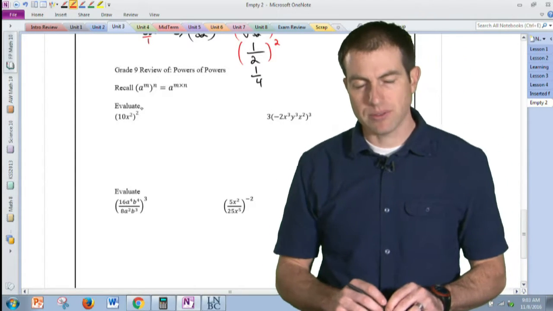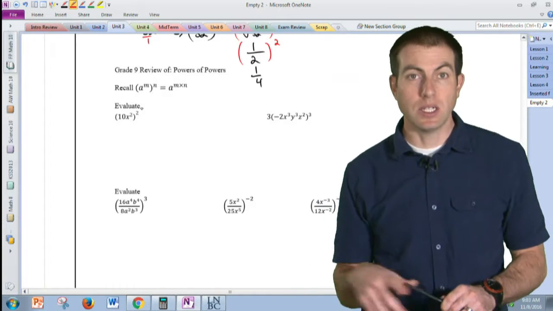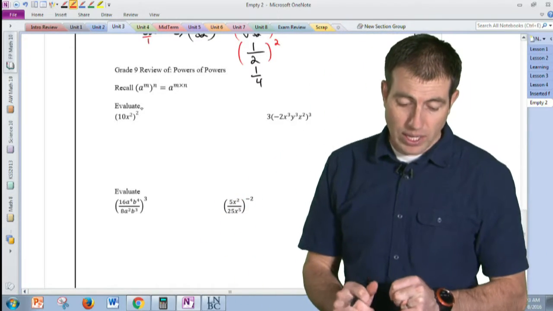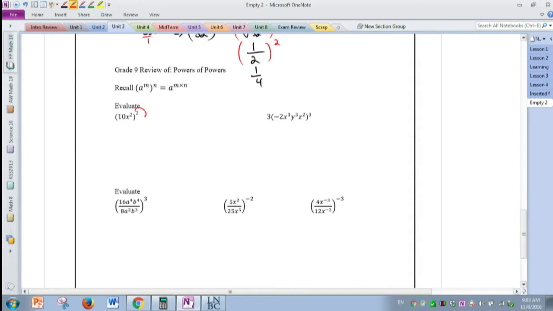This is tricky because it's a little bit of grade 9 and a little bit of grade 10, and it just gets mixed together. We have an exponent on the outside of our brackets, and we're asked to evaluate. If you remember this exponent law, a to the m, in brackets, to the n, you multiply your exponents. That is a little bit different.